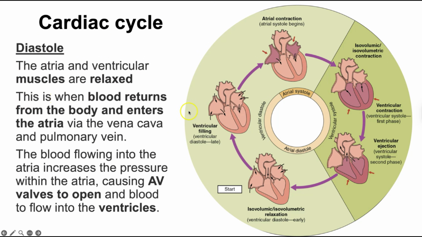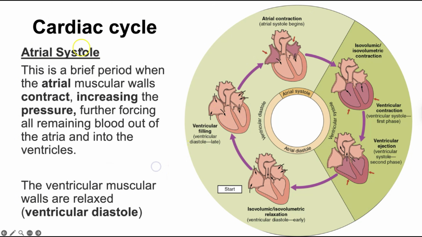And this is when the blood is going to be entering from the body into the atria, when we've got both the atria and the ventricles in diastole. And it's going to enter through the vena cava and the pulmonary vein into the right and the left atria. The blood flowing into the atria is going to increase the pressure within the atria compared to the ventricles, and that causes the atrioventricular valves to open, and so some blood will start to move into the ventricles at this point.